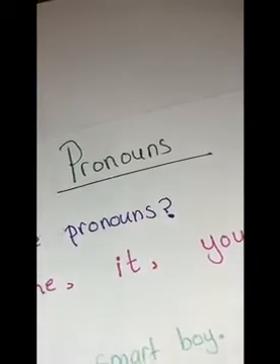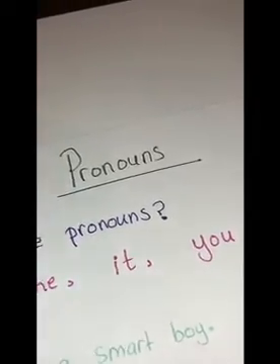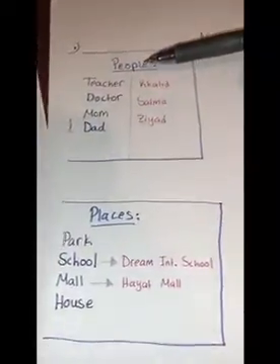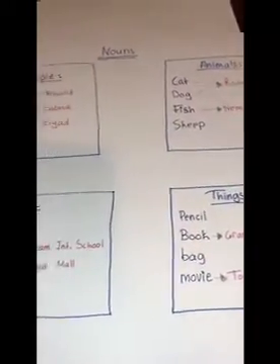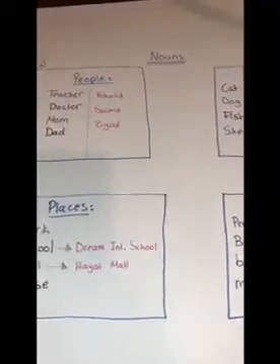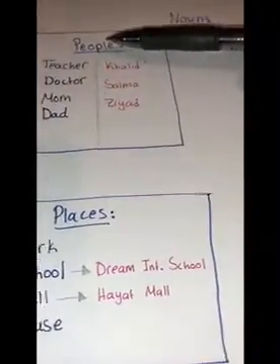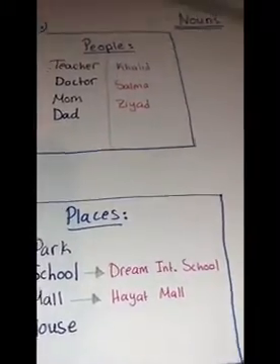First of all, before we start our lesson, let's revise the nouns together. What are nouns? Nouns are people, places, animals, or things. They are divided into 4 groups. Now, people. Here are examples of some nouns that are people.